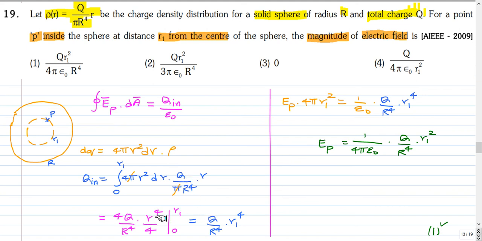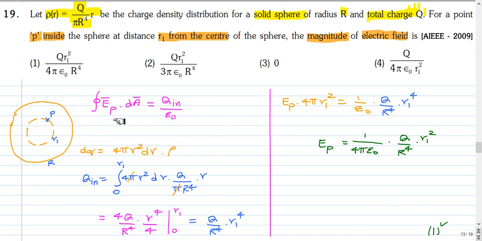So doing this simple integration, we get the total charge present inside radius r1 is q by r raised to the power 4 into r1 raised to the power 4. So using this value of q1 in this first expression we get, and the direction of EP and dA are same. EP is radially outward and dA is elemental area vector which is outward normal. So direction of EP and dA are same.